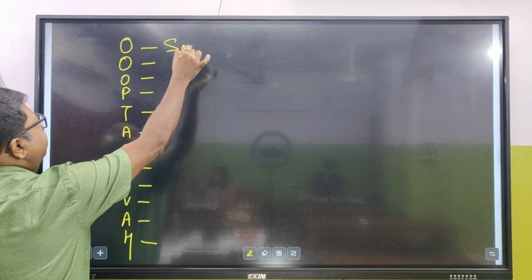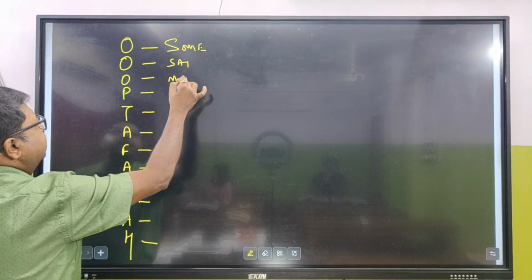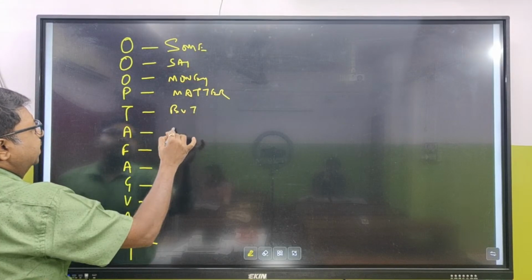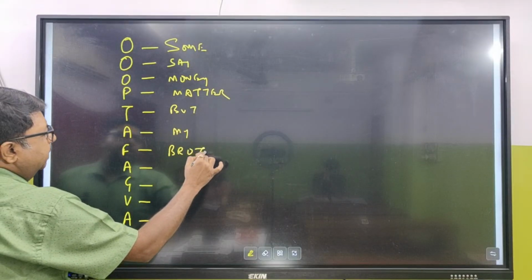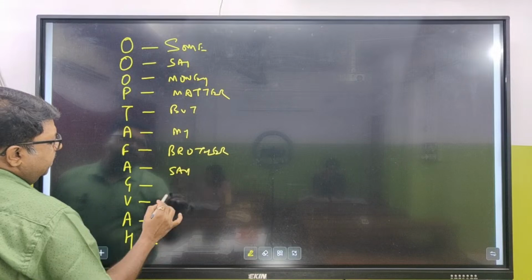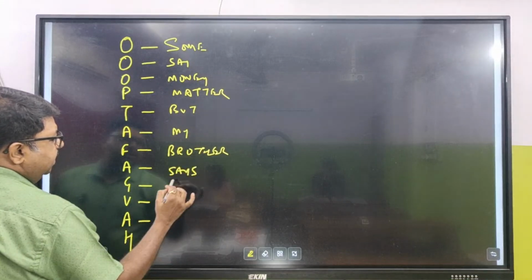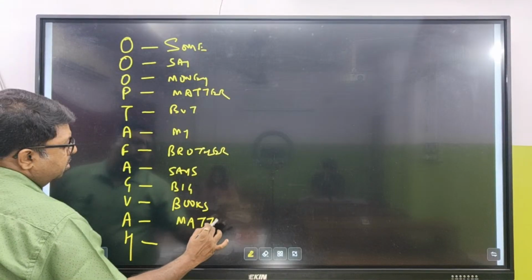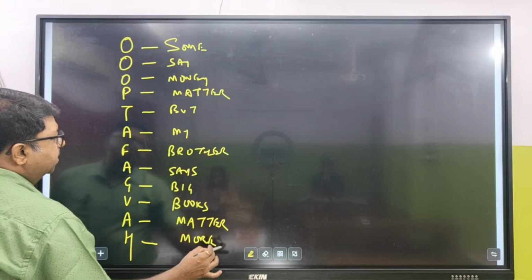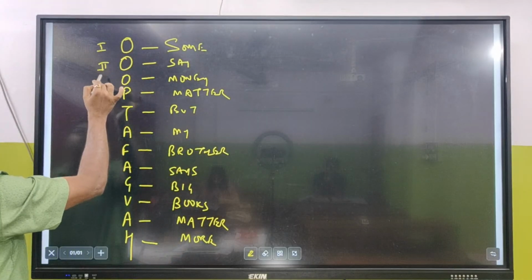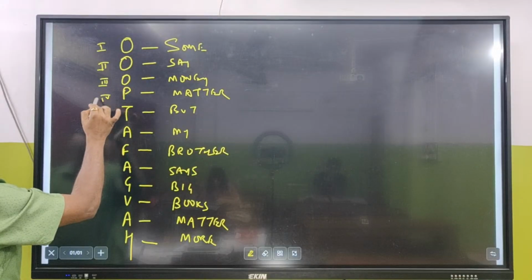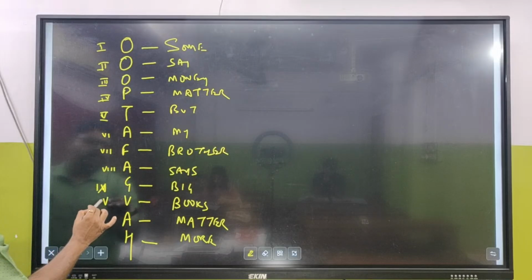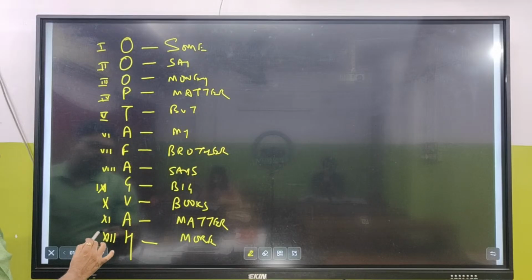And some say, money matters. But my brother says, big books matter more. So what is this? The first cranial nerve, second, third, fourth, fifth, sixth, seventh, eighth, ninth, 10th, 11th, 12th. So there are 12 cranial nerves.